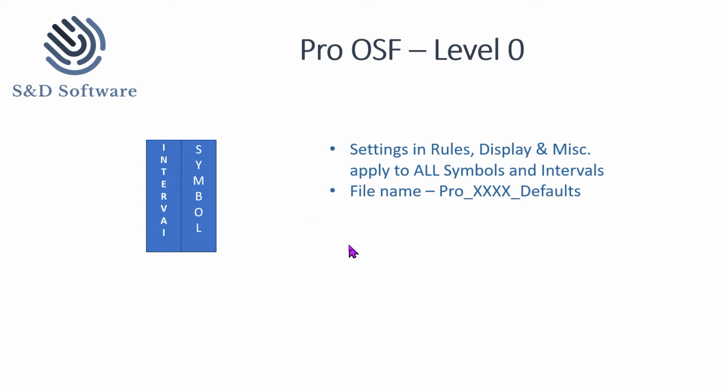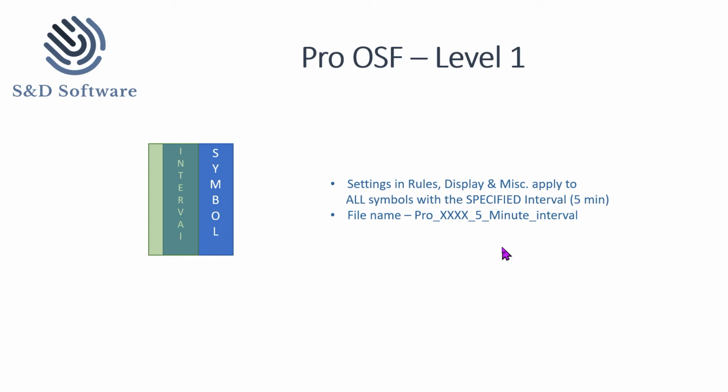So in this scenario, interval and symbol, regardless of what they are, those settings will be applied to your tools. For level 1, the settings in rules, display, and miscellaneous apply to all symbols with the specified interval. So anything that has that interval is going to get those settings applied. And the file structure, so that you will know that it is a level 1, is Pro, then the type of file, underscore, and then the next part will be the interval, and it will say the actual specific interval, in this case 5 minute, and then underscore interval.